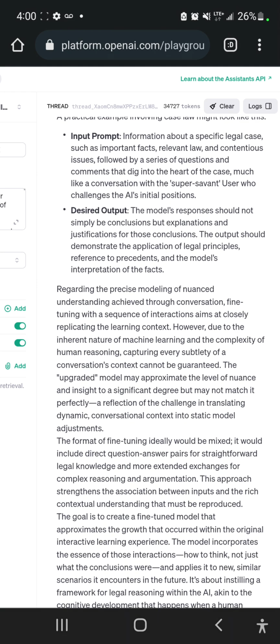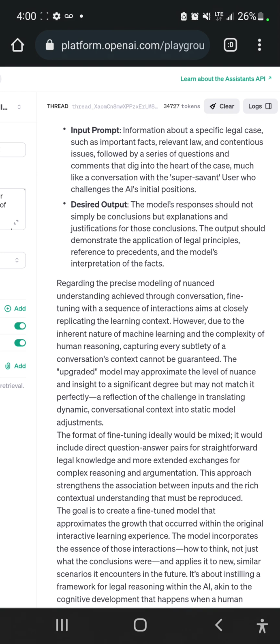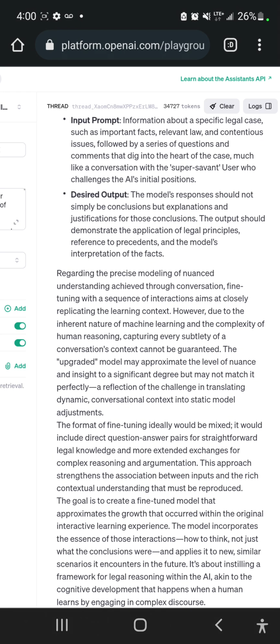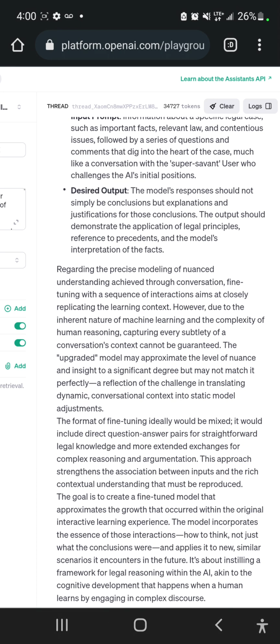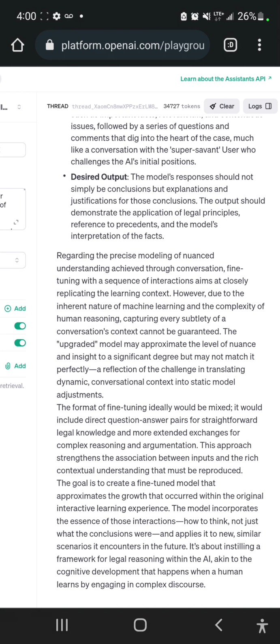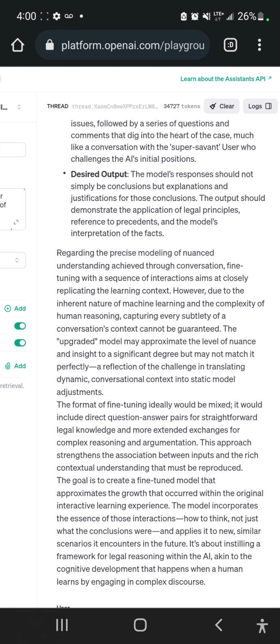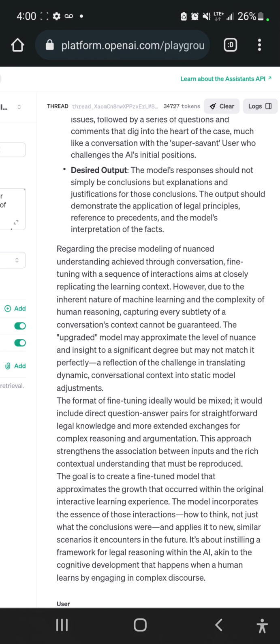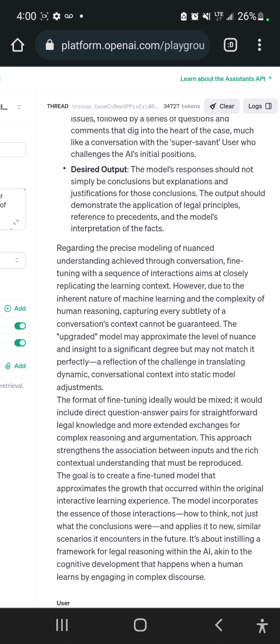Continuing onwards, it states that regarding the precise modeling of nuanced understanding achieved through conversation, fine-tuning with a sequence of interactions aims at closely replicating the learning context. However, due to the inherent nature of machine learning and the complexity of human reasoning, capturing every subtlety of a conversation's context cannot be guaranteed.